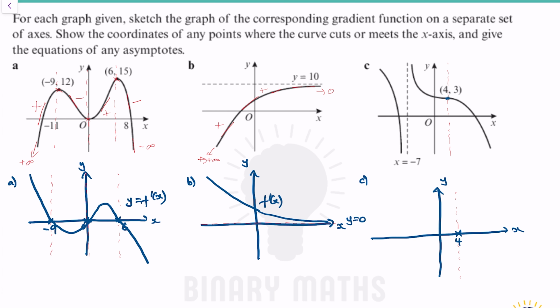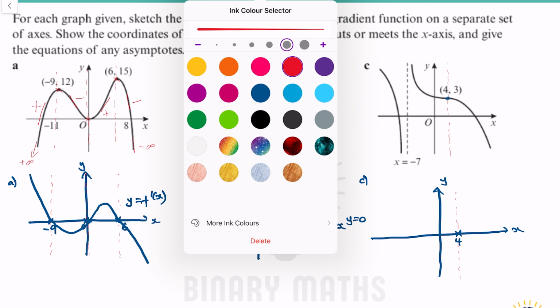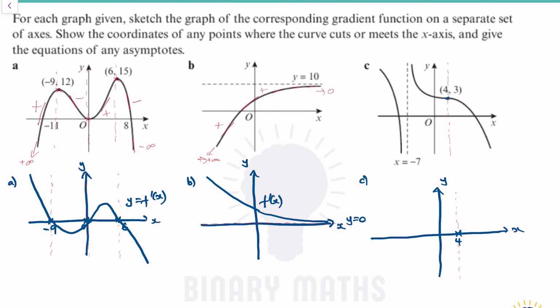What's happening with each section of the graph? Okay, so here I can see the gradient is negative. Here I can see the gradient is also negative. And the gradient is also negative here, going to negative infinity. Here it's at negative infinity. Sorry, negative infinity, negative infinity.